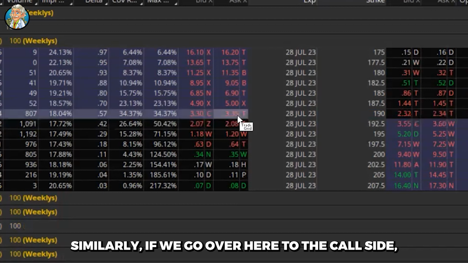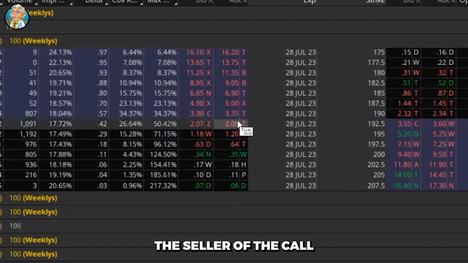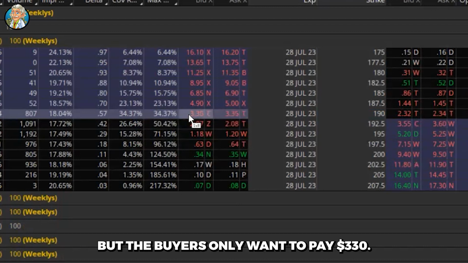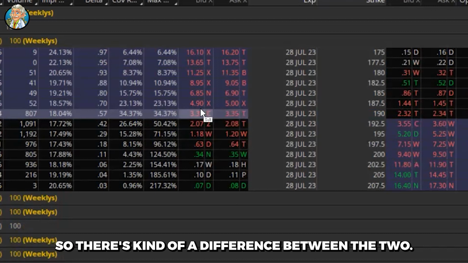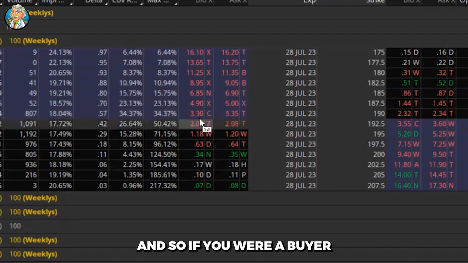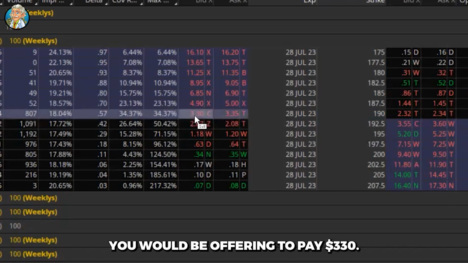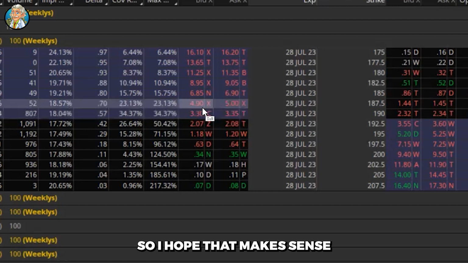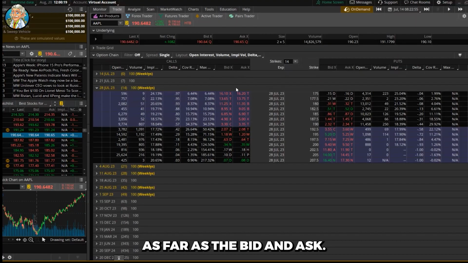All right. Similarly, if we go over here to the call side, the seller of the call wants to sell it for $3.35 or $335, but the buyers only want to pay $330. So there's kind of a difference between the two. And so if you were a buyer, you would be offering to pay $330. If you're a seller, you would want those buyers to pay $335, right? So I hope that makes sense as far as the bid and ask go.